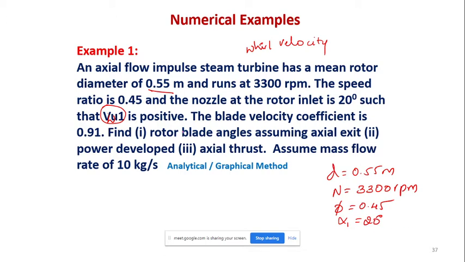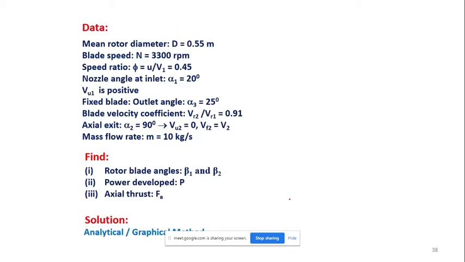The blade velocity coefficient is 0.91. What is this blade velocity coefficient? K. K is 0.91. Find the rotor blade angles, assume axial exit, power developed, axial thrust, etc. And lastly they have given mass flow rate to be 10 kg per second. So these are the data given over here.